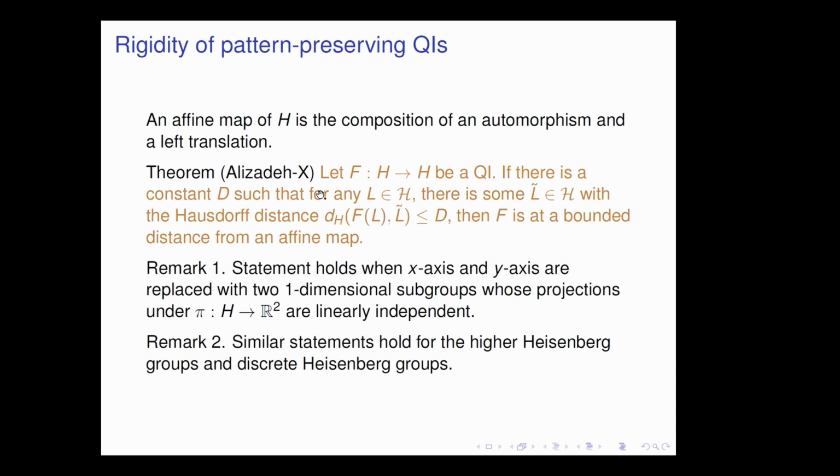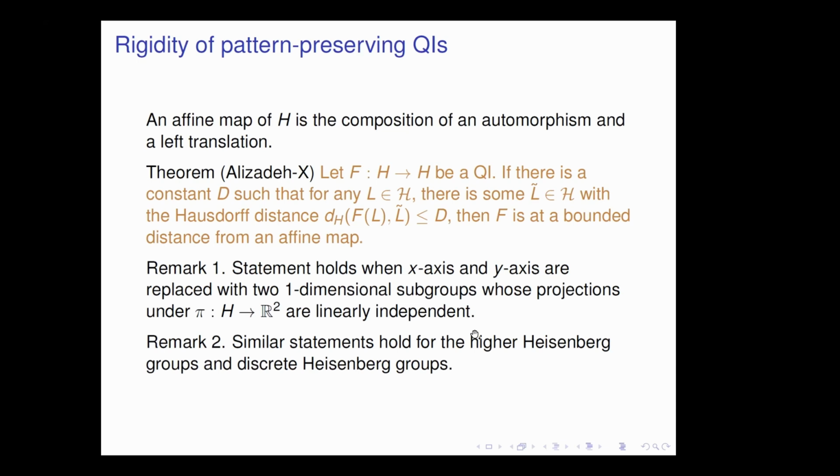So here I gave the statement for the x-axis and y-axis, but it's true when the x-axis and the y-axis are replaced with other one-dimensional subgroups whose projections under pi are linearly independent. Similar statements also hold for the higher Heisenberg groups and the discrete Heisenberg groups.